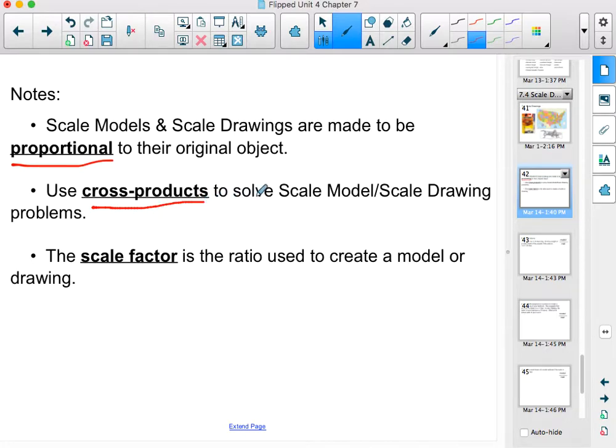As with proportions, we use cross products to solve these types of problems. And then we have another new word here. This is scale factor. The scale factor is the ratio used to create that model or that drawing.